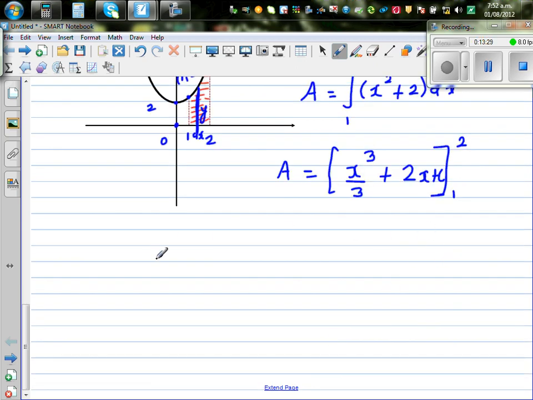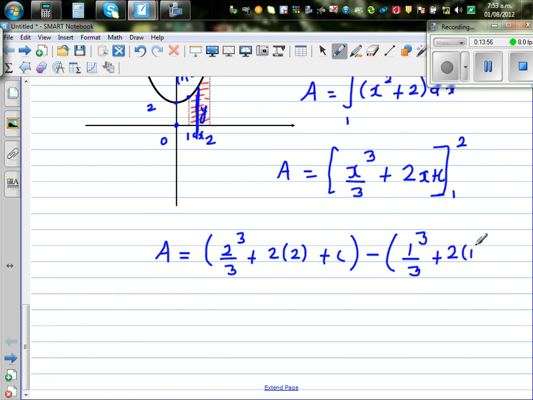Okay, so what I say is area is you have to substitute the upper limit and then take away by substituting the lower limit. So area would be, let us substitute 2 here, so that is 2 cubed divided by 3 plus 2 times 2 plus c, take away, I'm going to put the lower limit here, so that is 1 cubed divided by 3 plus 2 times 1 plus c. So this is 8 over 3 plus 4 plus c. Minus, this is 1 over 3 plus 2 minus c. Can you see the constant of integration gets cancelled in definite integration?